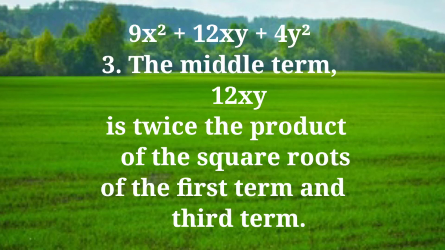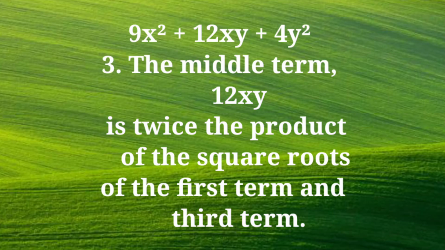Nine x squared plus 12xy plus 4y squared. Number 3. The middle term, 12xy, is twice the product of the square roots of the first term, 9x squared, and the third term, 4y squared.